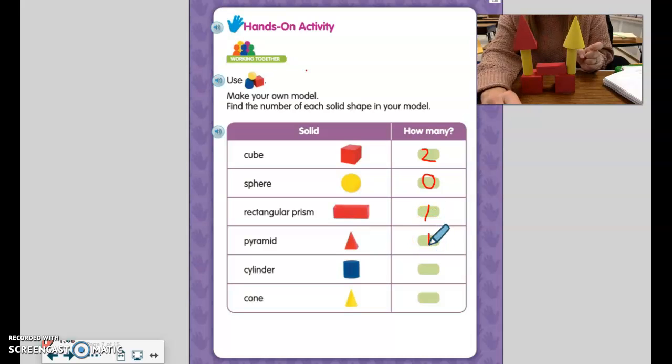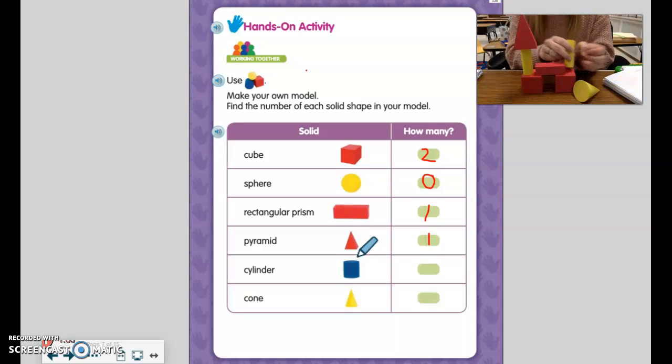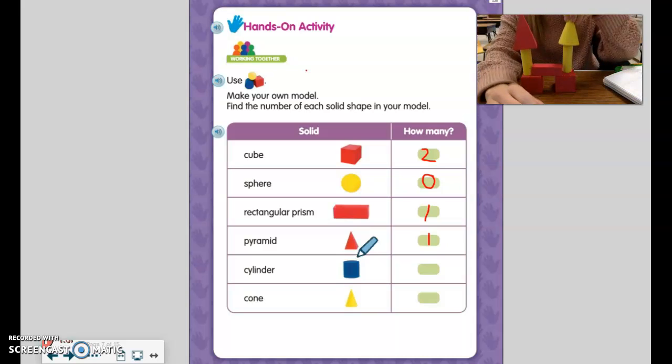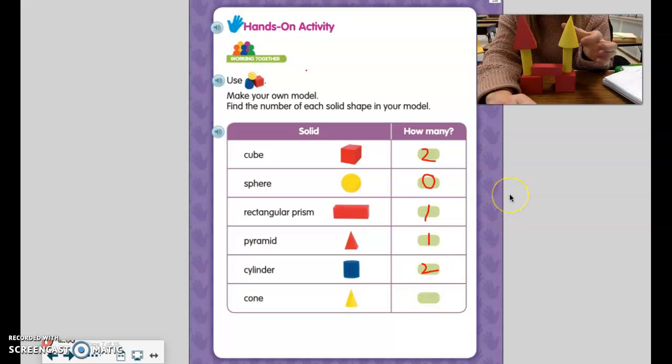Cylinders was tricky because it's not the exact same cylinder as in the picture. It's these two right here are cylinders. Oh, I broke it. So there's two cylinders. And then the last one says how many cones? And this is our one cone.